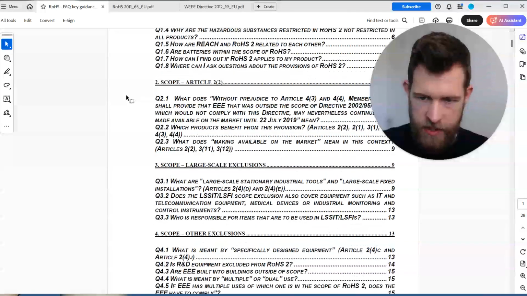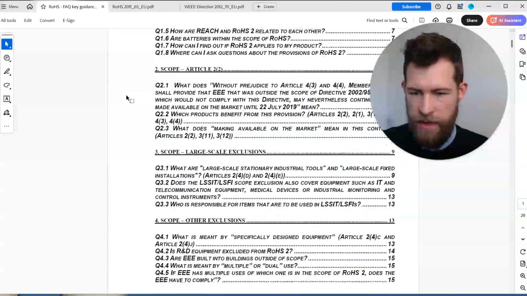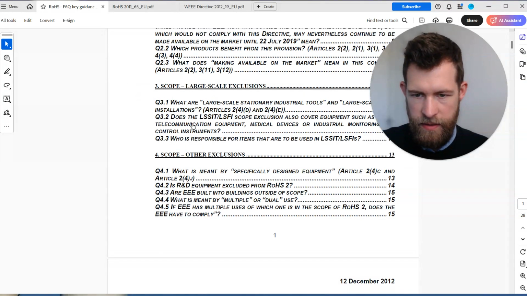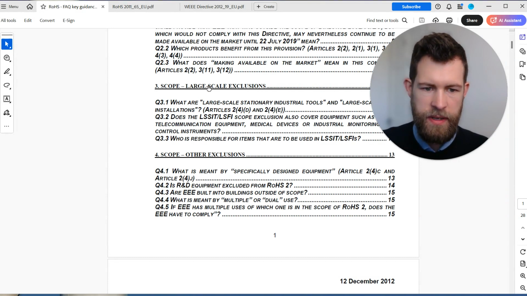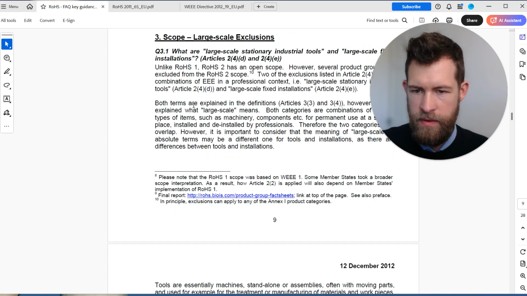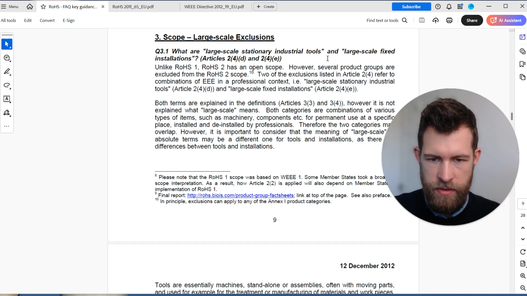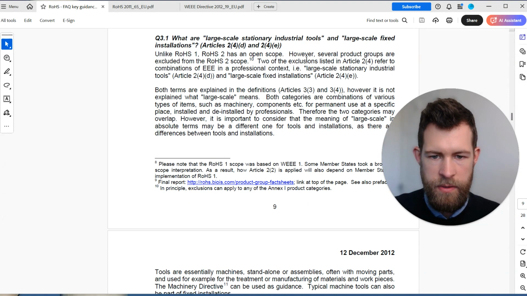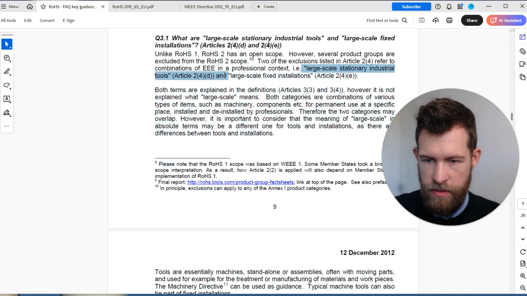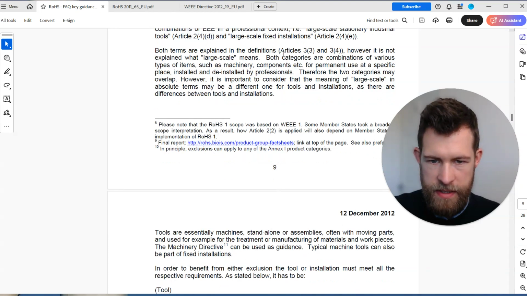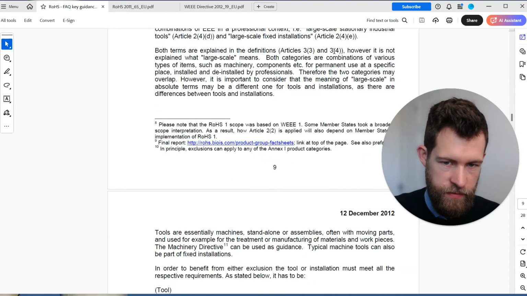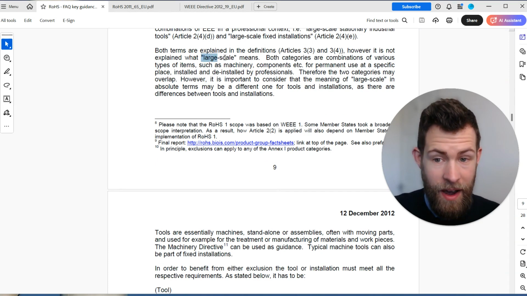Now there are other questions and queries in here which might be helpful just to be aware of, but we are going to stick with thinking about large scale exclusions and what that means as we're thinking about the scope of our directives. So what are large scale industrial tools and large scale fixed installations? What have we got in here? So we have two exclusions, large scale industrial tools and large scale fixed installations. Both terms are explained in the definitions of Article 3.3 and 3.4. However, it's not explained what large scale means.